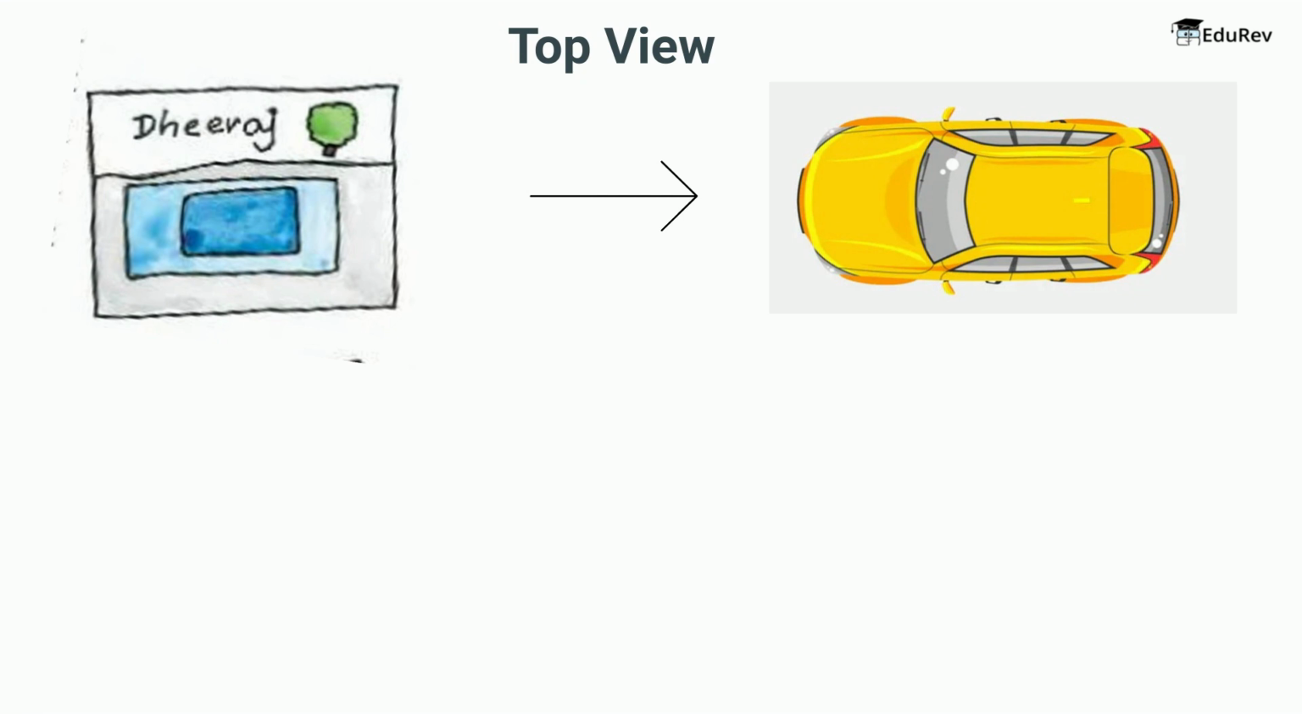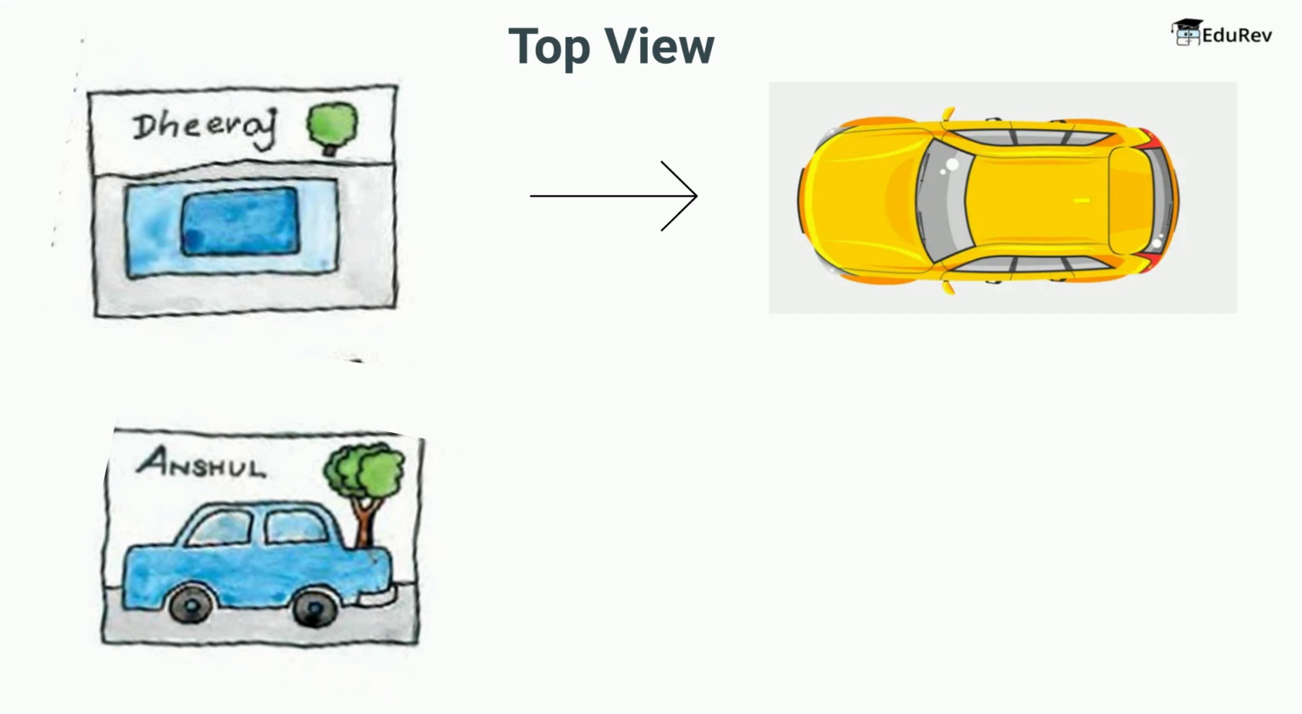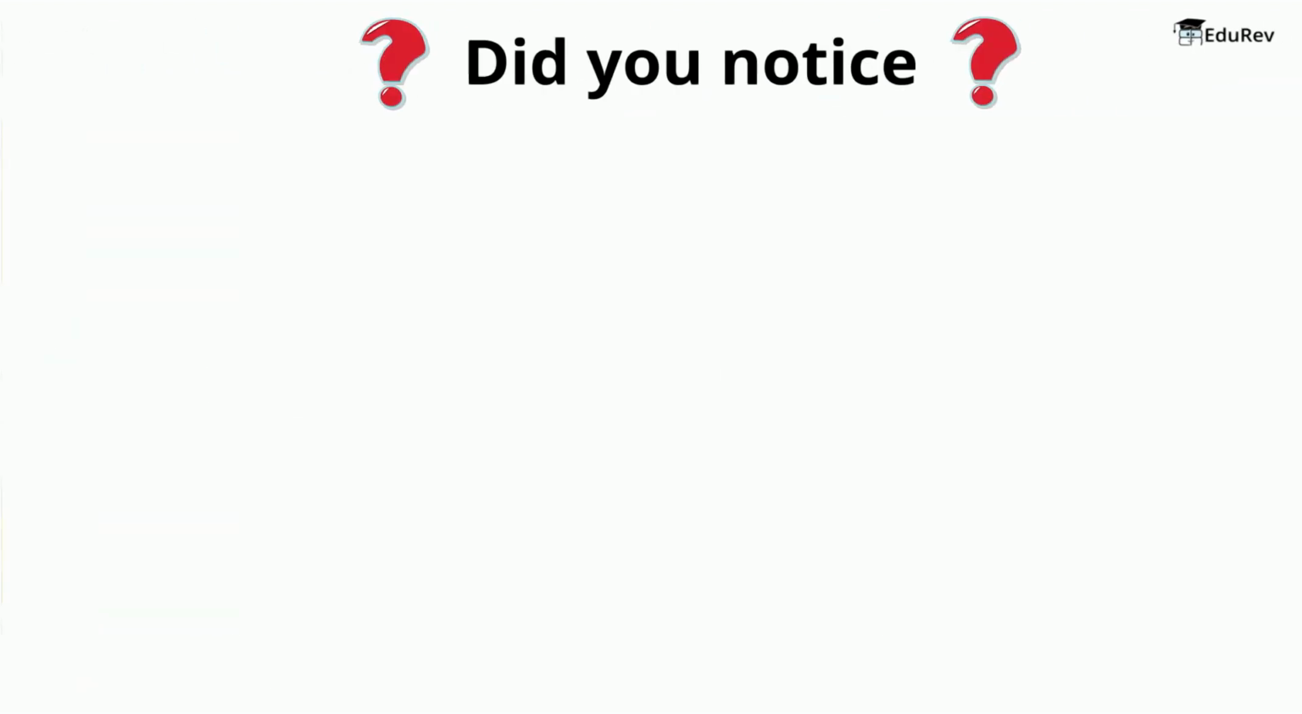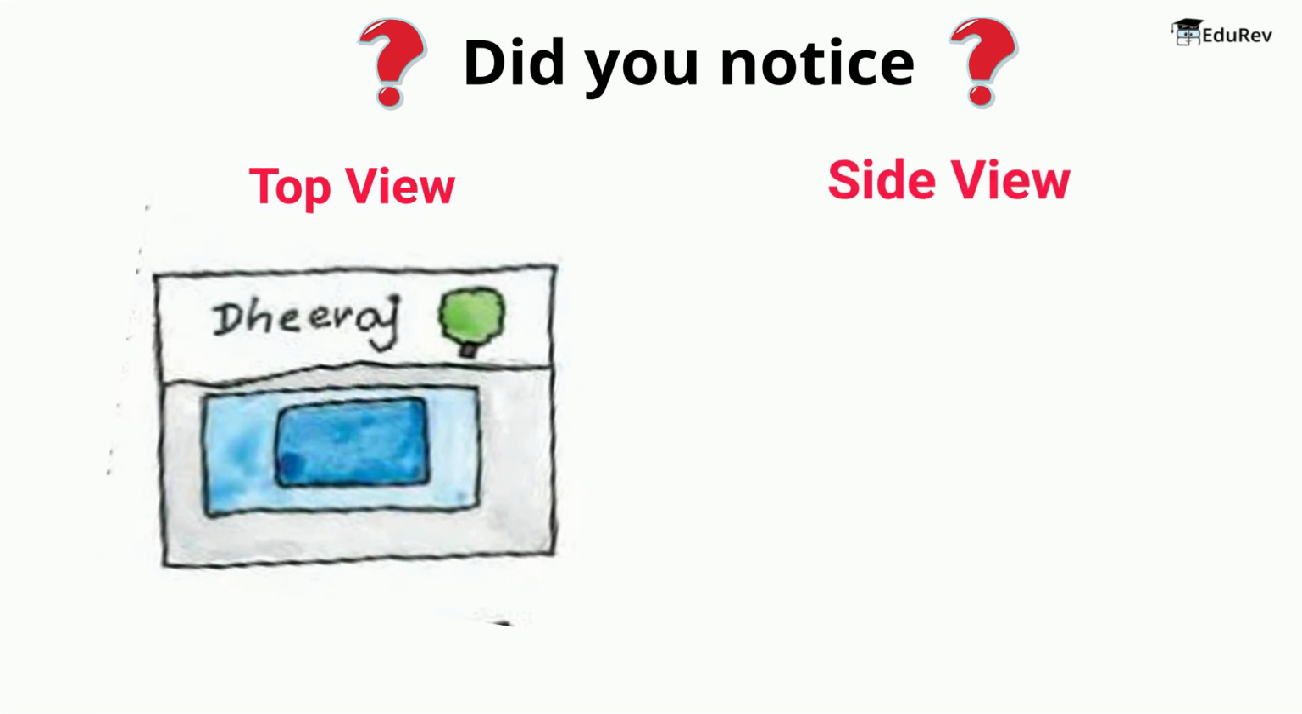There was another kid in the class whose name was Anshul. Anshul drew the side view of a car, which means Anshul saw the car from the side. Anshul was standing on the road. He saw the car passing by and drew the image. Here is the side view of a yellow car. Anshul's drawing resembles the side view of this car. Did you notice the two different views of a car which Dheeraj and Anshul drew? Dheeraj drew the top view of the car, and Anshul drew the side view of the car.